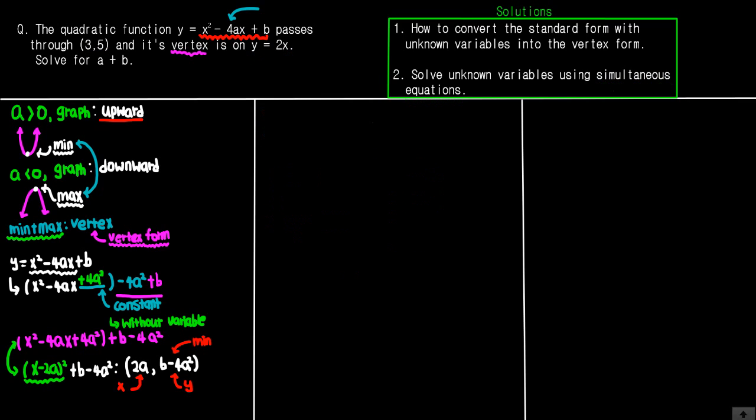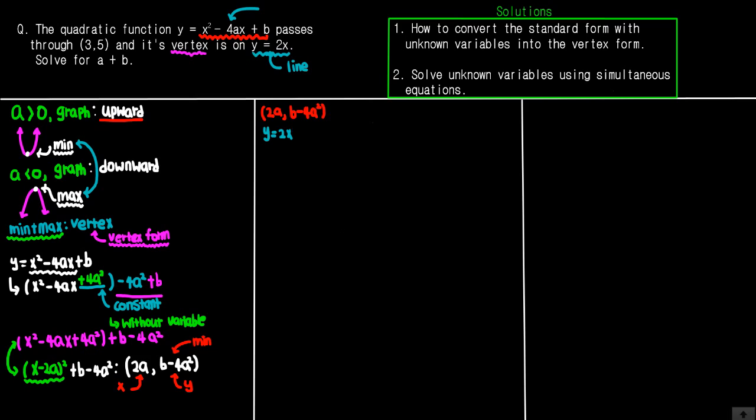One thing for this, 2a comma b minus 4a squared is the vertex of this function, but according to what the question said, it lies on the graph y equals 2x. If we graph y equals 2x, it will be a straight line that satisfies the equation y equals 2x. So if you write our equation down, y equals 2x, that means if we input our values into the function y equals 2x, it will satisfy.